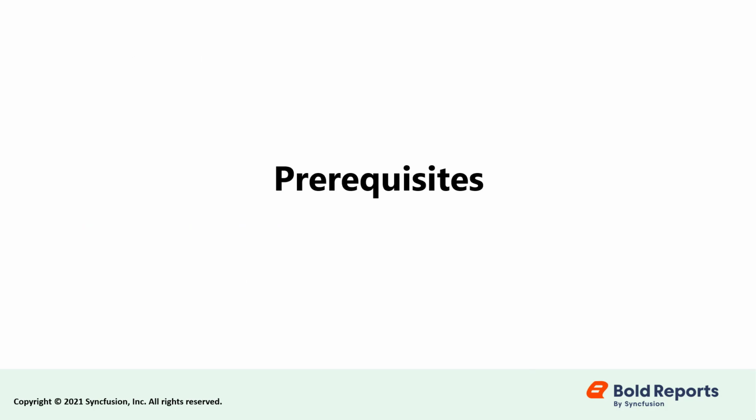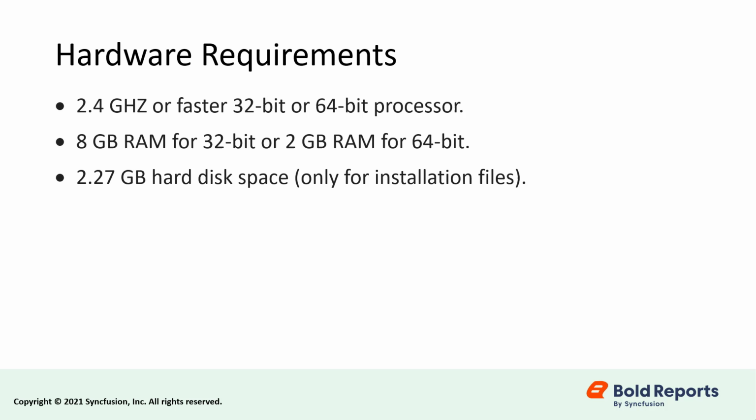Before installing the Report Viewer SDK, make sure that your development environment meets the hardware and software requirements. The hardware requirements for running Report Viewer SDK are a 2.4 GHz or faster, 32-bit or 64-bit processor, 8 GB RAM for 32-bit or 2 GB RAM for 64-bit, and 2.27 GB hard disk space only for installation files.